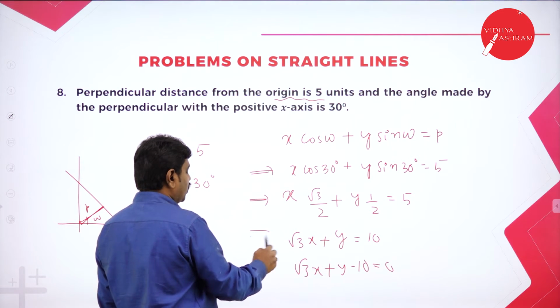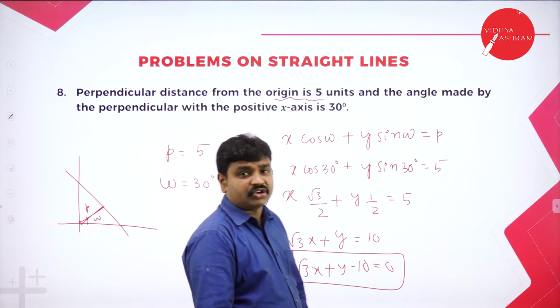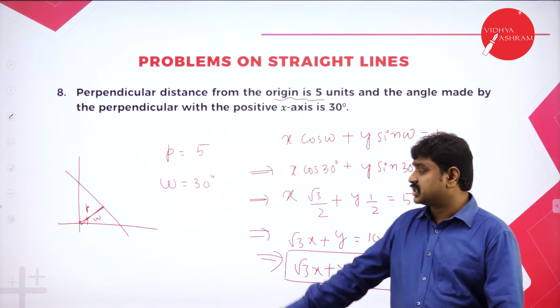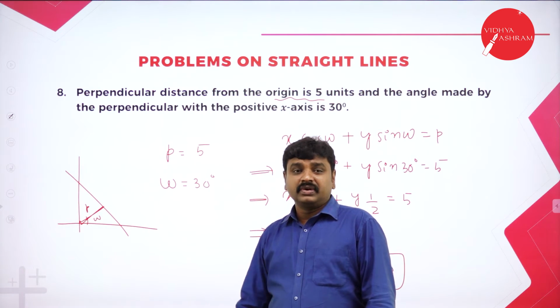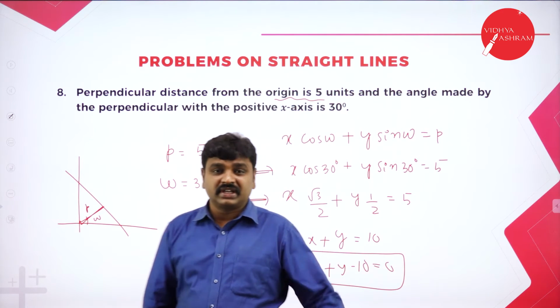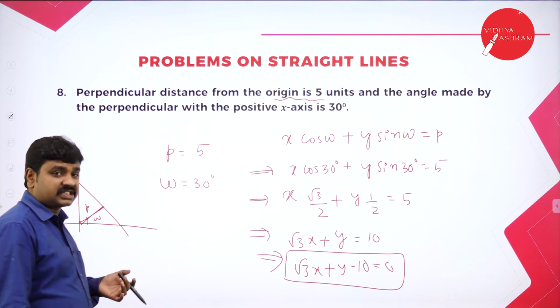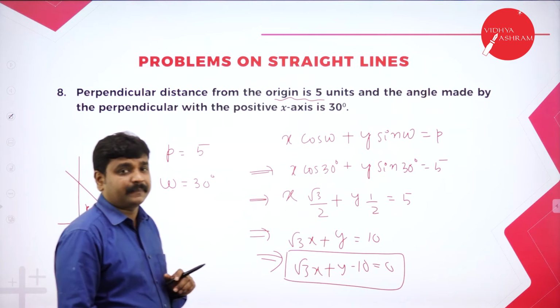So decision making: what form to use? You have to use the normal form. Why should we use the normal form? Because they gave the distance of the line from the origin and also the angle made by the normal. So this is the answer. What is the equation of the line? x cos omega plus y sin omega equal to p. What is omega? The angle made by the normal with the x-axis. What is p? The length of the perpendicular.